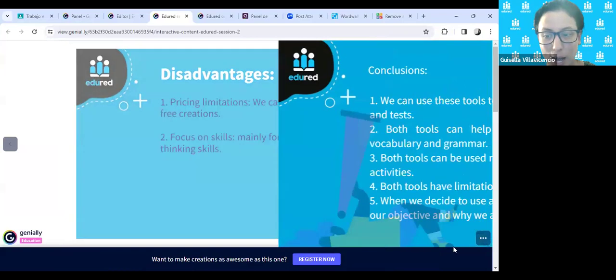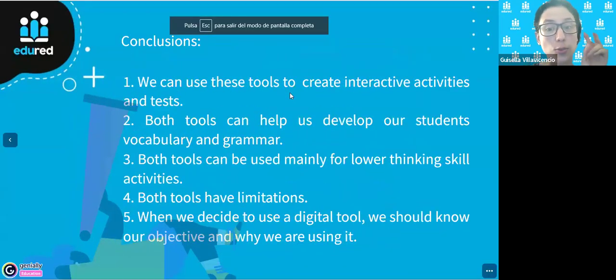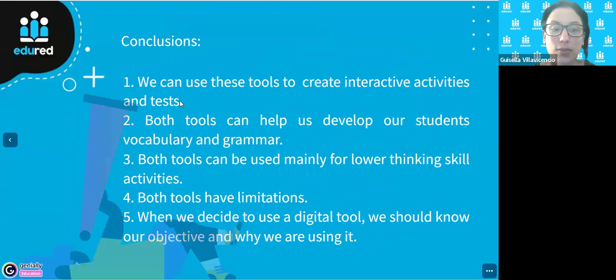Well, guys, we can now conclude. Yeah, we can go to conclusions that we can use these tools, two tools, to create interactive activities and tests. Live worksheets is for tests. Both can help us develop our students' vocabulary and grammar. Both tools can be used mainly for lower thinking skill activities, and both tools have limitations. When we decide to use a digital tool, we should know our objective and why we're using it. Okay, guys, that's the main thing. When we use a tool, we need to know why we're using it. What is our objective with that?